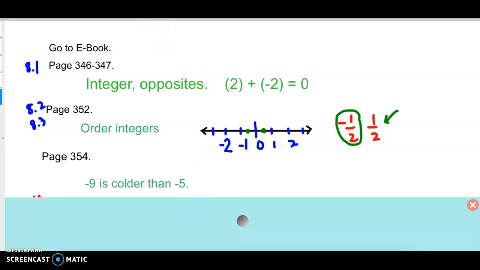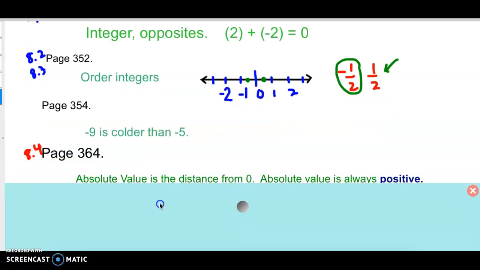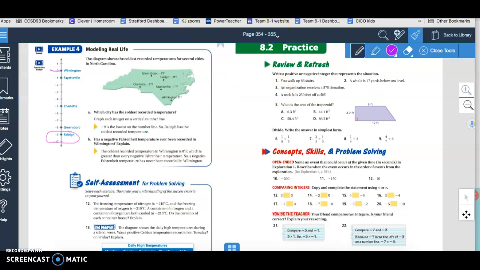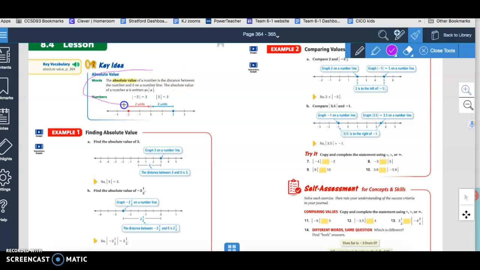Okay, and next we're going to go to page 364. So please go to 364. This is about absolute value. So here we are on page 364, and you'll remember that absolute value is the distance from 0. So here's a definition right up here, and it also shows you those bars, which is how you write absolute value. So the absolute value of negative 2 is 2, because it's 2 places from 0, and the absolute value of positive 2 is 2, because it's 2 places from 0.